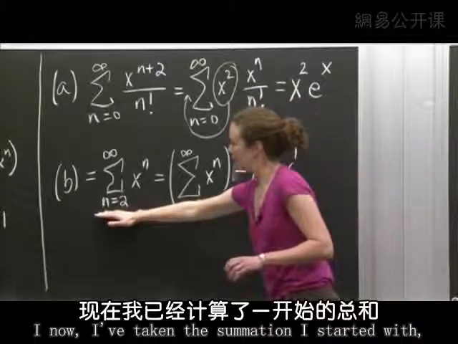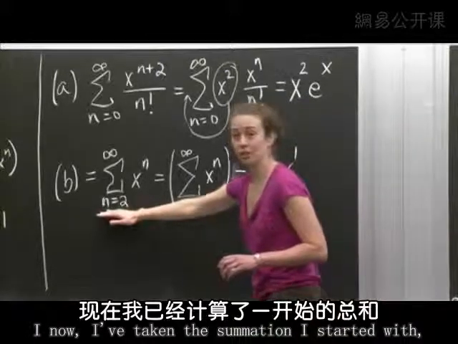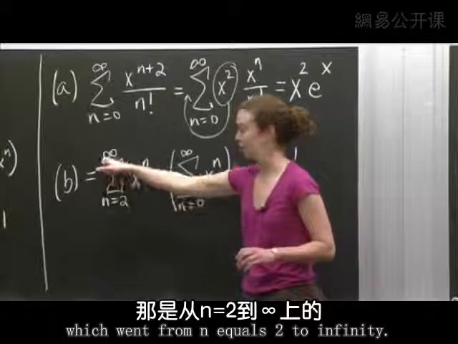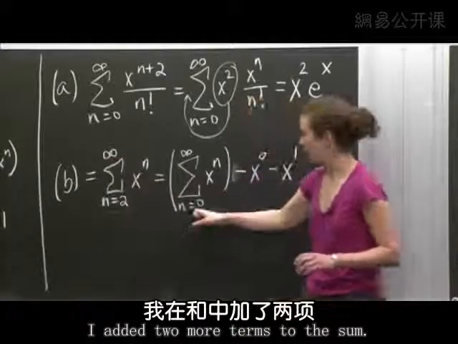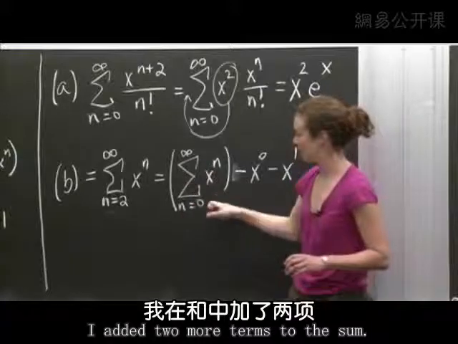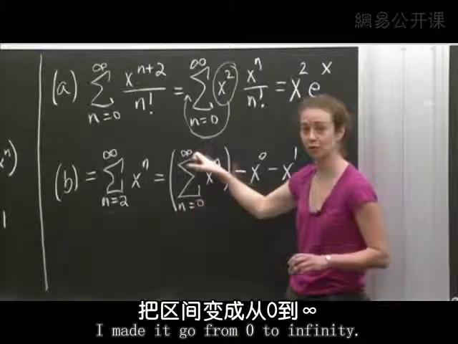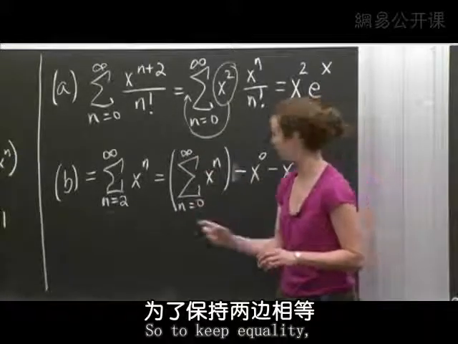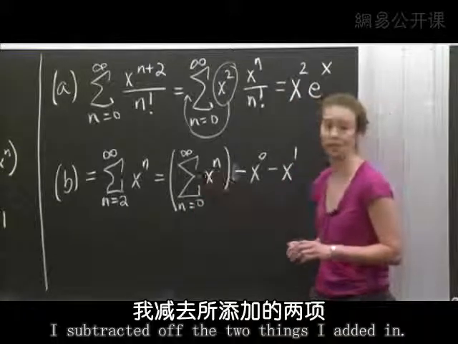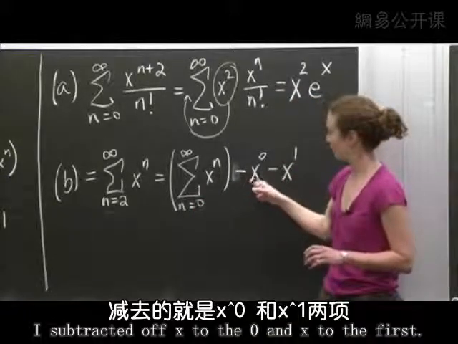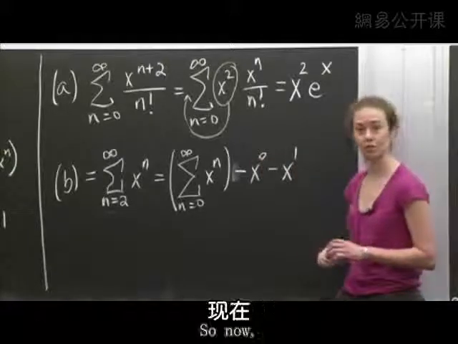I've taken the summation I started with, which went from n equals 2 to infinity. I added 2 more terms to the sum. I made it go from 0 to infinity. So to keep equality, I subtracted off the 2 things I added in. I subtracted off x to the 0 and x to the first.